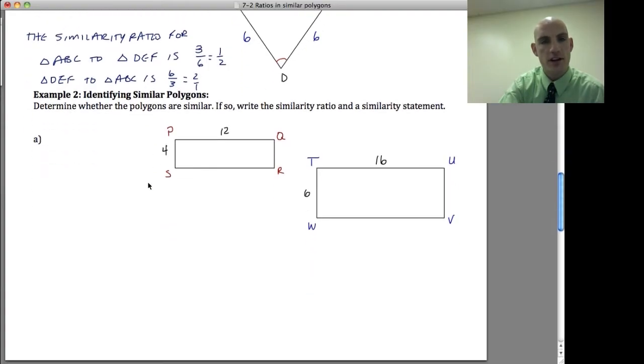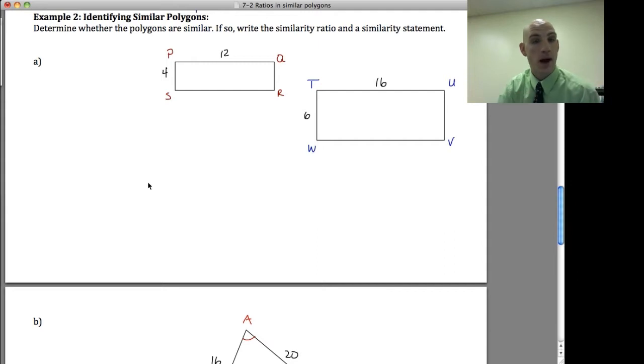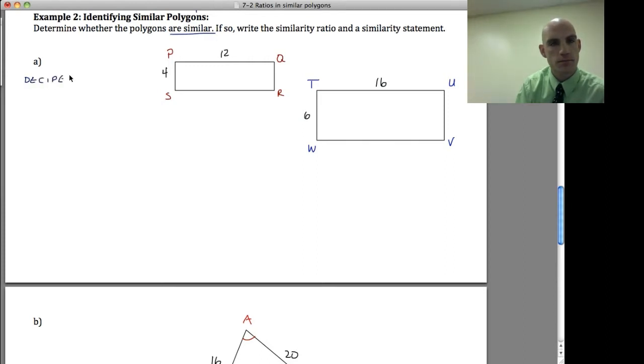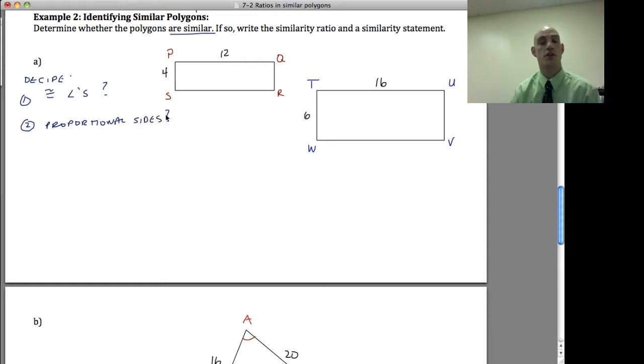In example 2, we're going to identify similar polygons. So we're going to decide whether they're similar. In deciding whether they're similar, we need to decide two things. One, congruent angles? And two, proportional sides. I'm putting question marks by these because that's what we're testing. We are testing to see if these two conditions are true.